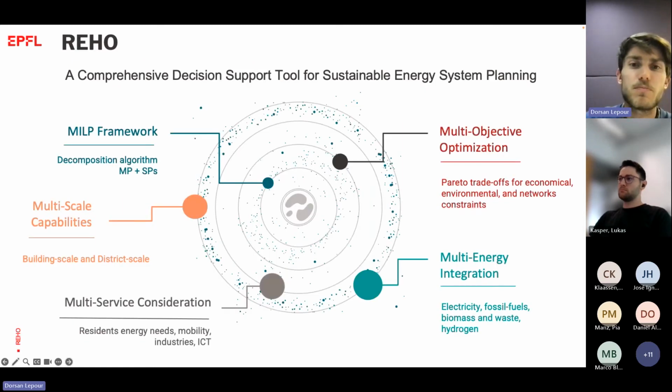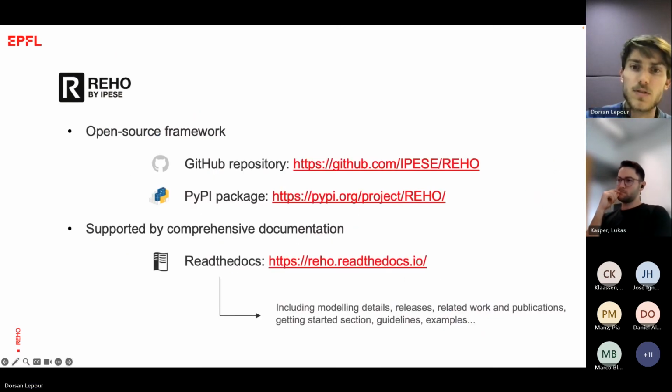Here, some picture summarizing the REHO principal features. So as I mentioned, the MILP framework, multi-objective optimization, multi-scale capabilities, because we can conduct studies at the building or at the district scale, multi-service consideration, and multi-energy integration. REHO is deployed as a PyPI package, and the repository is publicly available. And we made an important effort for the documentation, including all the modeling details, some related work and publications, some guidelines, examples, and so on.